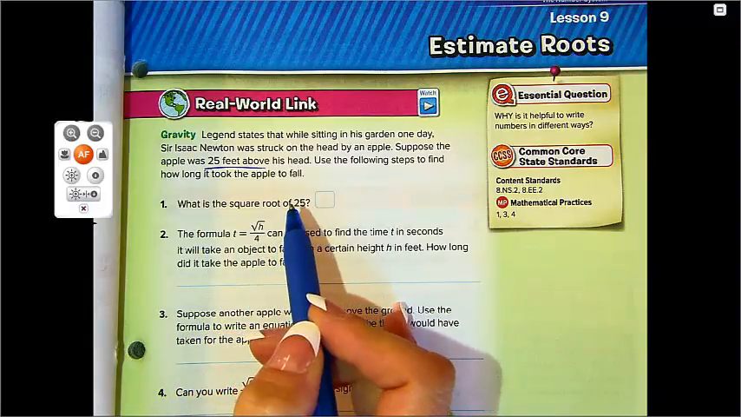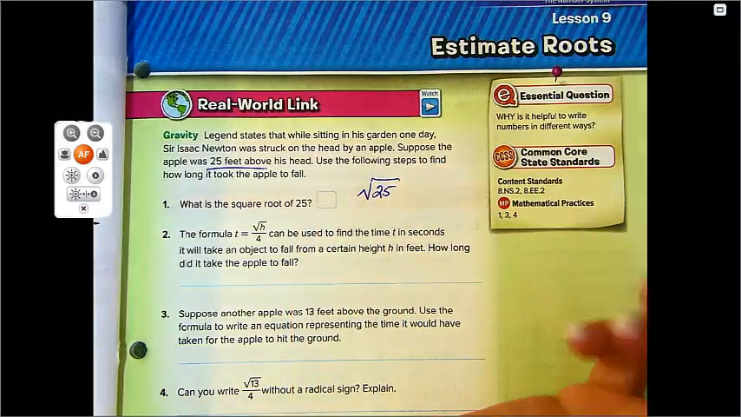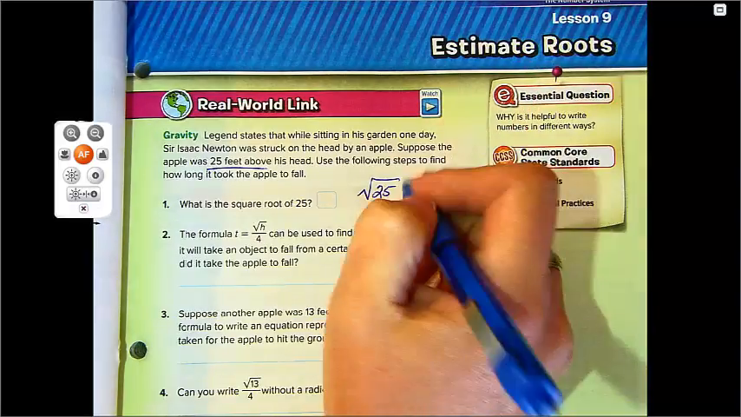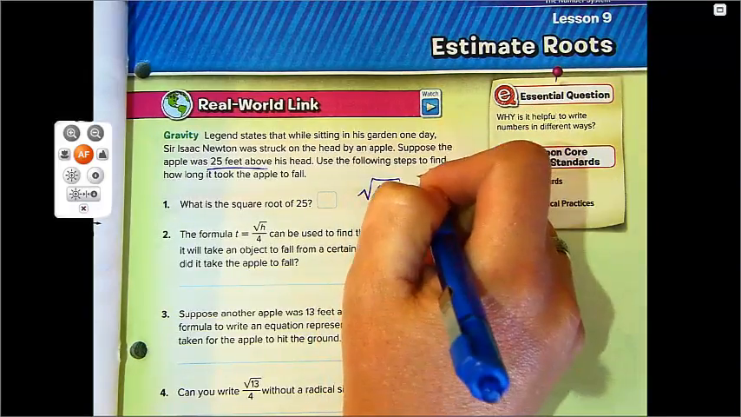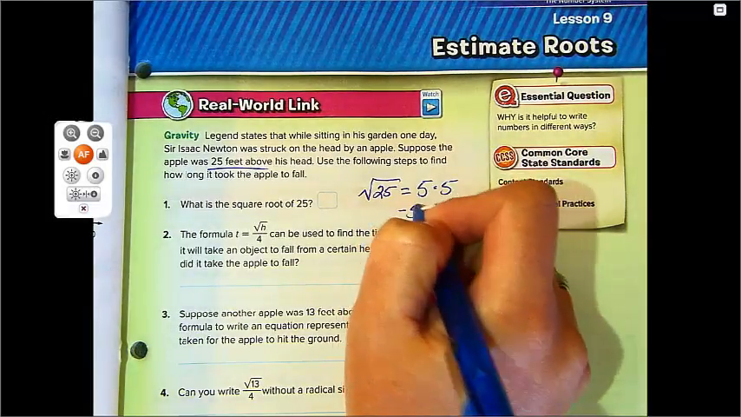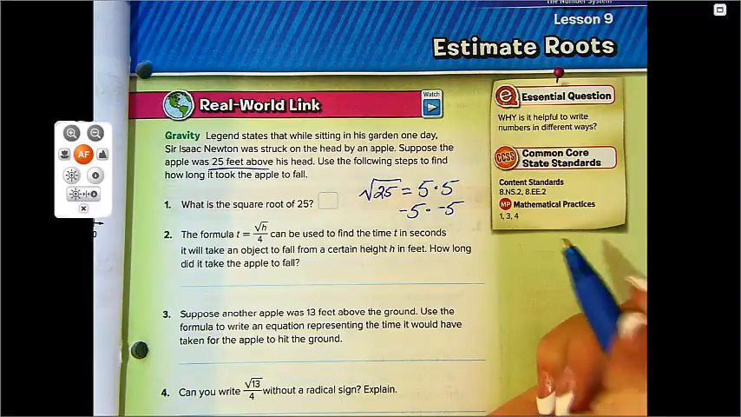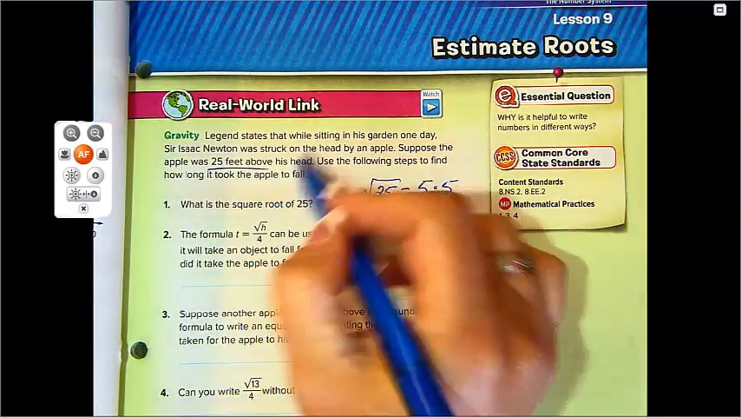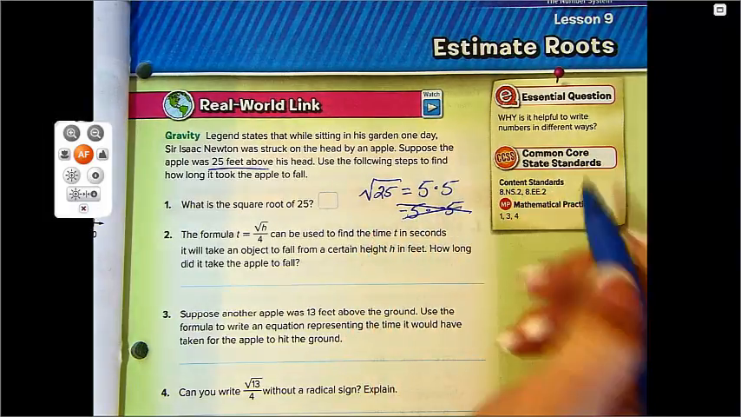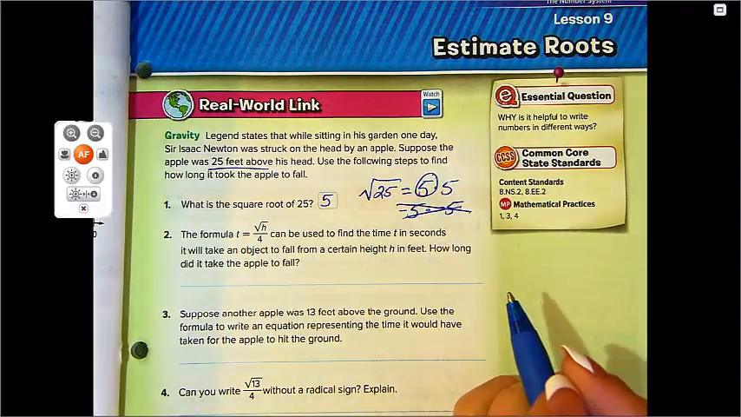Hopefully you remember the square root of 25. What it's asking is, what two numbers can I multiply together to get 25? Hopefully you remember that you can take 5 times 5 to get 25, and that you can take a negative 5 times negative 5 equals 25. Since this is talking about how far an apple fell, it can't be the negative value, because something can't fall a negative 5 feet. So it has to be the positive value of 5. So the square root of 25 is 5.